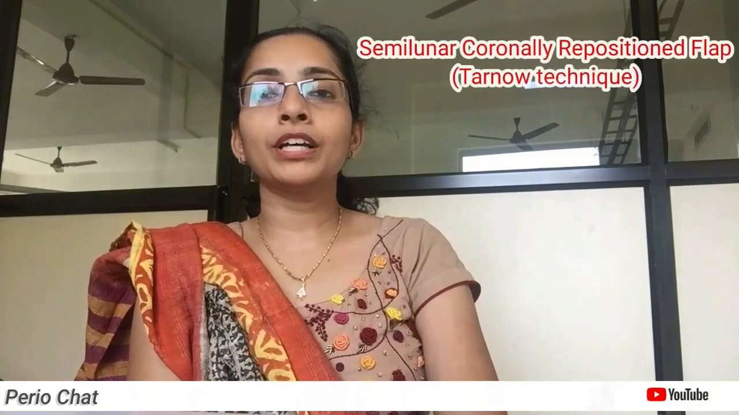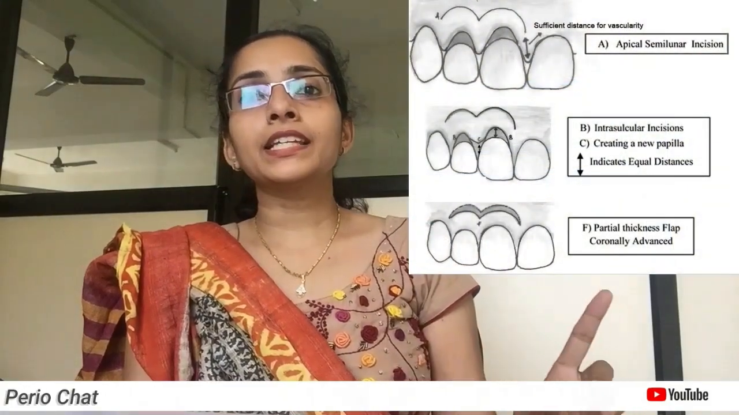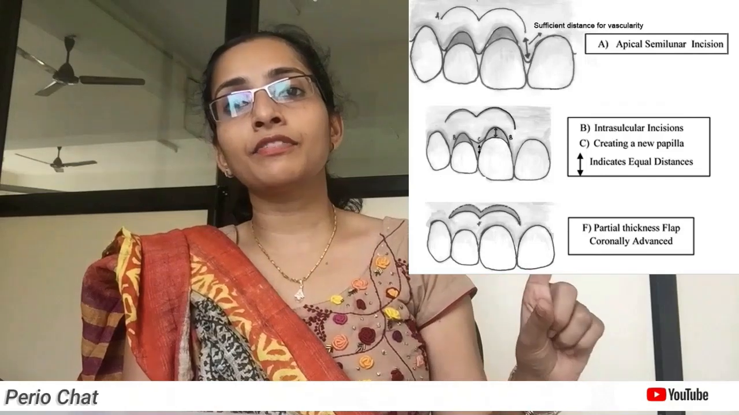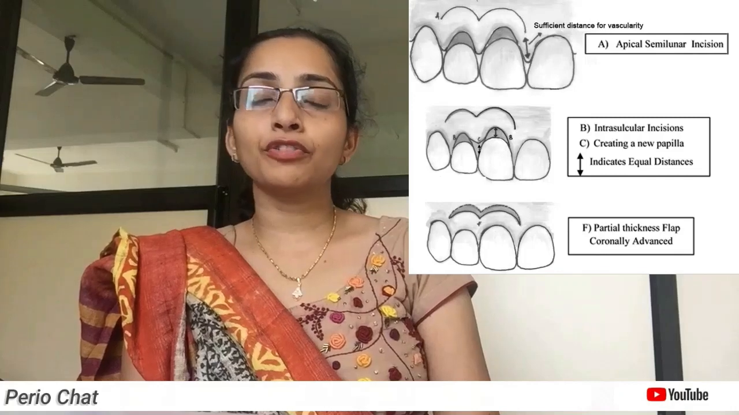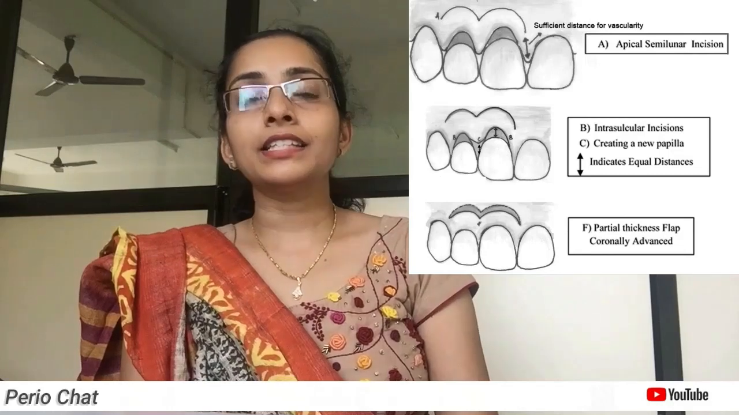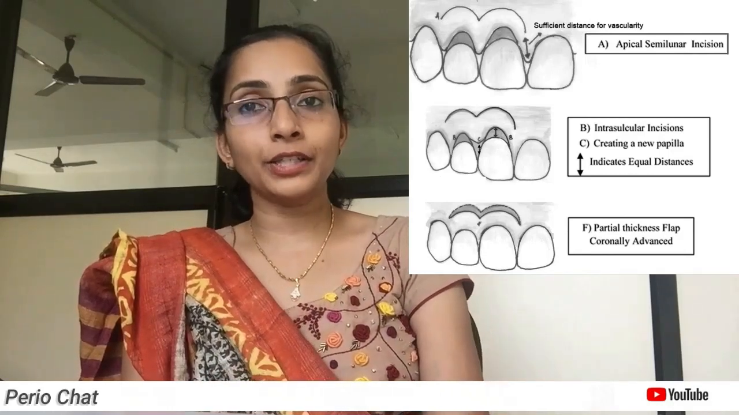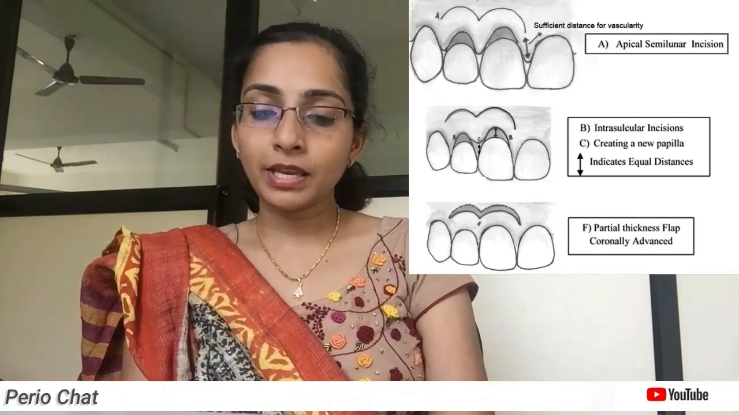So the next technique was given by Tarnow. It is a semilunar flap technique, where you place a semilunar incision in this manner, as you see in this image. The incision should end 2 to 3 mm above the tip of your papillae. Then you perform a split thickness dissection. This flap will collapse in the area of the defect. Hold it in place for a few minutes. There is no need to place any sutures or give any periodontal dressing, and this technique can be done only in the maxillary tooth. Okay, so I hope these diagrams will help you to understand how the semilunar flap technique is carried out.